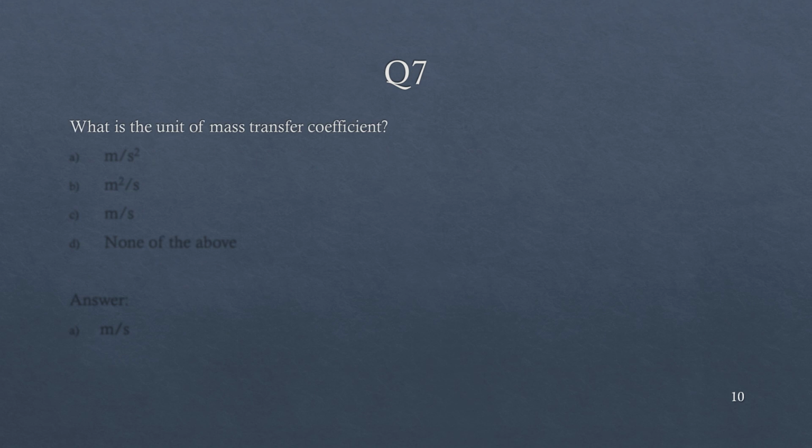So moving on to question 7: what is the unit of mass transfer coefficient? Option A, meter per second square. Option B, meter square per second. Option C, meter per second. Option D, none of the above. Yeah, give the answer.